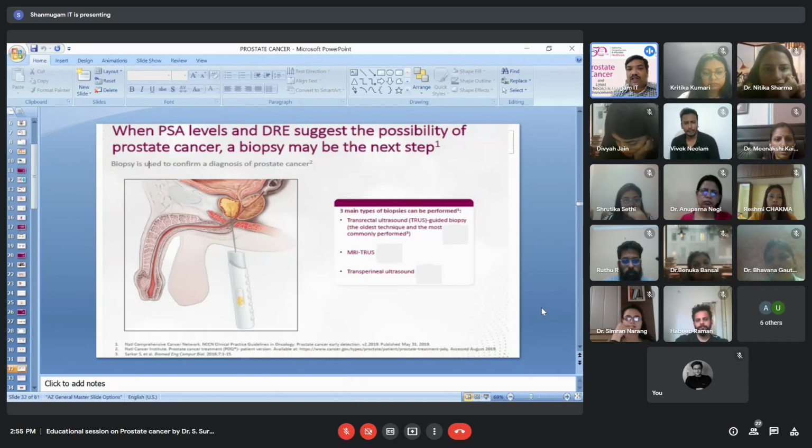So the biopsy is the next step. The biopsy will be either with a transrectal ultrasound, or we can do an MRI guided biopsy, or a transperineal ultrasound biopsy, of which transrectal ultrasound is done most often by radiologists. It's the easiest of all to do, and most centers stick to that.